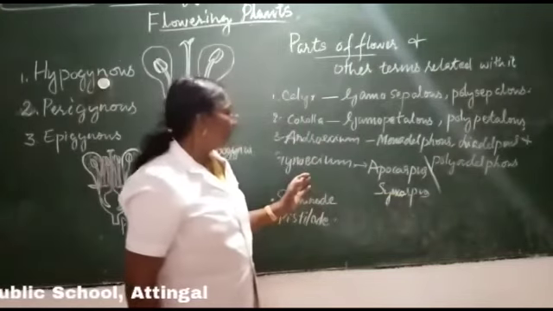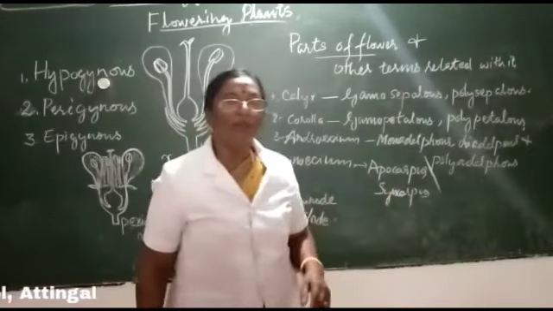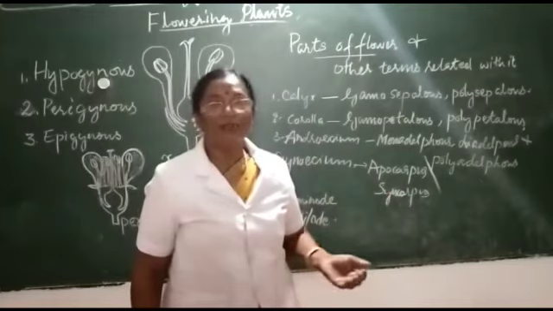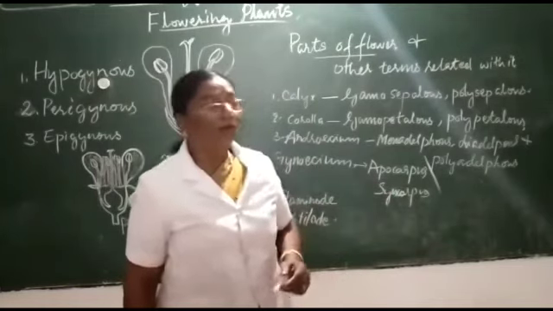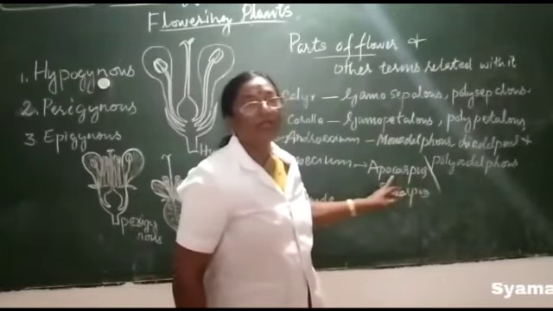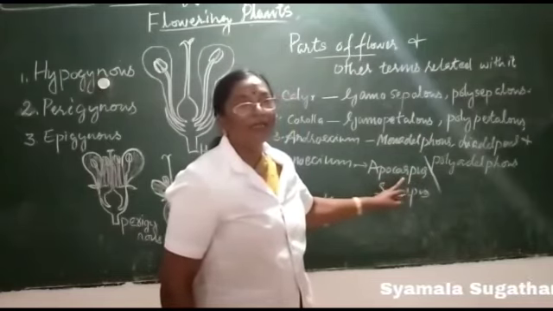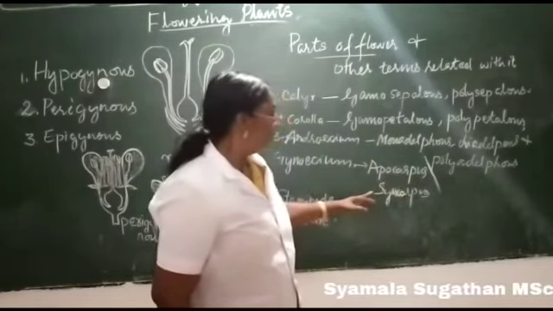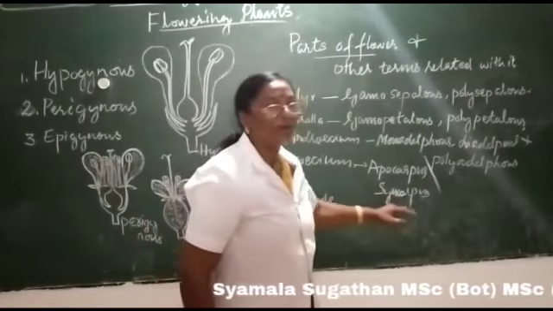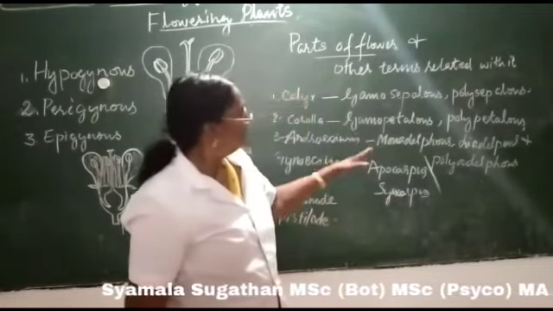Then coming to gynoecium, it is formed of carpels. Carpels may be united or free. When the carpels are free, as in the case of Annona, Polyalthia, etc., it is known by the name apocarpous. It is seen in Annona, Polyalthia, etc. And when the carpels are united, it is called the syncarpous condition.